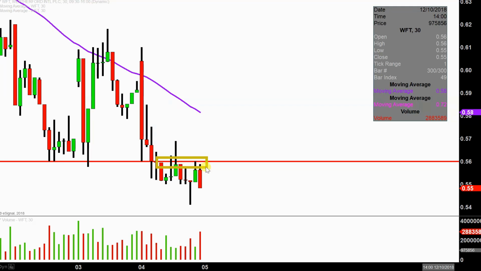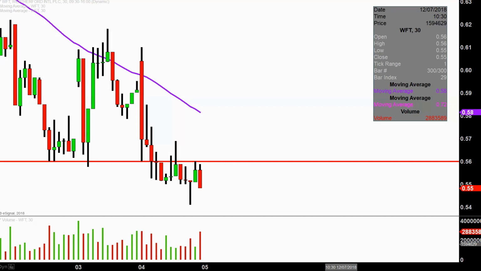Several times the price tried to get above there and couldn't quite do it. On one occasion, the price did get up above it, but that didn't last very long. But overall, 56 cents has now definitely been confirmed as that area of resistance. So short-term wise, if there's going to be any sort of chance at all of a turnaround or even just a bounce, 56 cents is that first level that needs to be cleared.